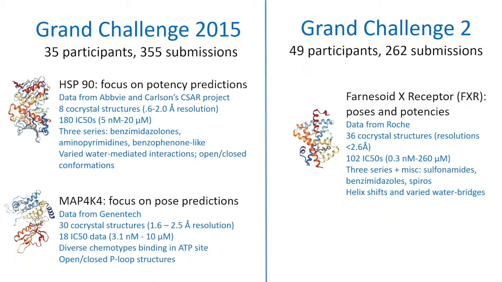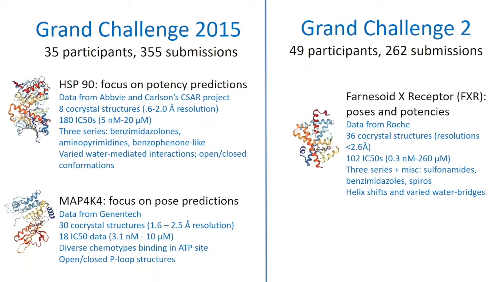We ran Grand Challenge 2015. This was our first Grand Challenge at D3R. It had 35 participants and 355 submissions. We had 2 different targets, HSP90, where the focus was really on potency predictions, but it did have 8 co-crystal structures and 180 IC50s. This was data from AbbVie and the former CSAR project. The second target was MAP4K4, which was more of a pose prediction challenge. They had 30 co-crystal structures, of very good resolution, and about 18 IC50 data.